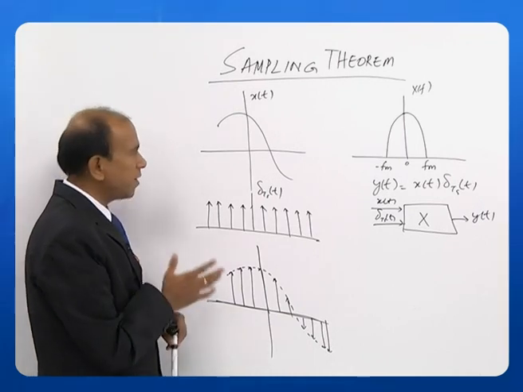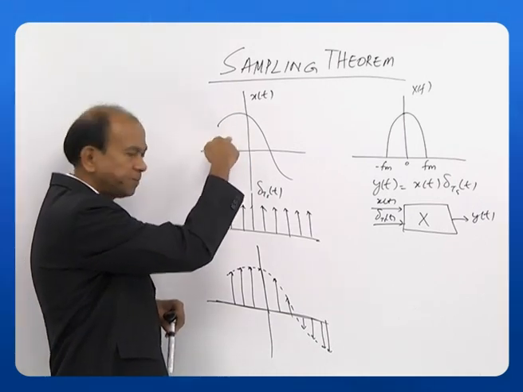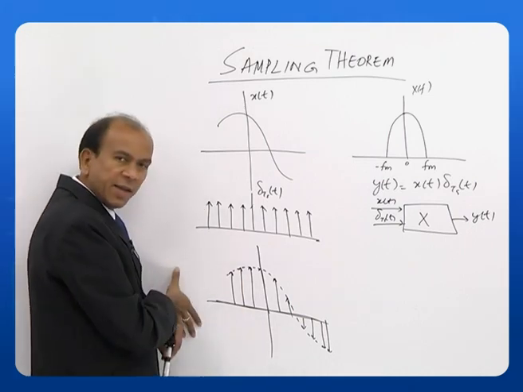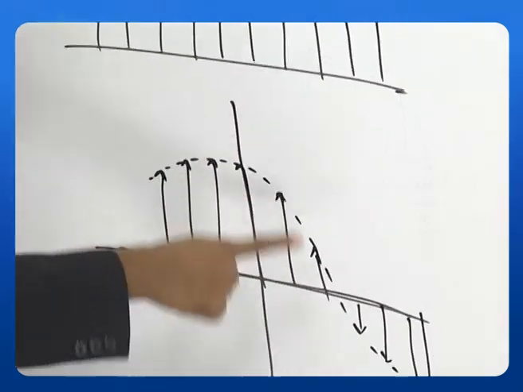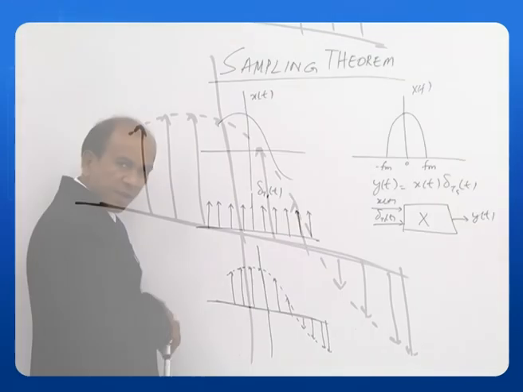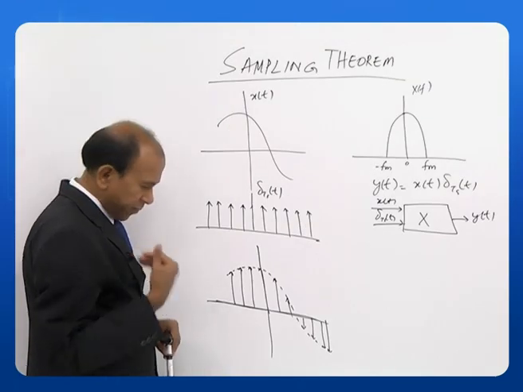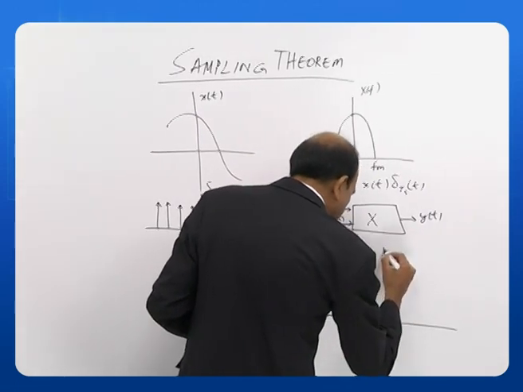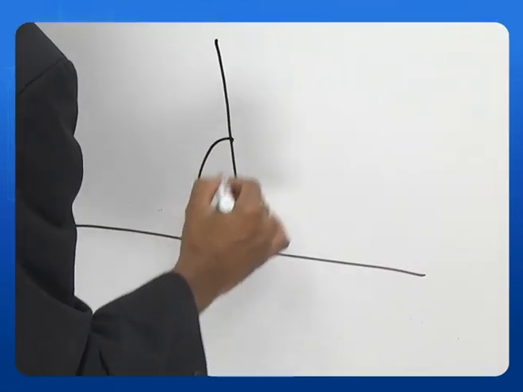Now, what do we have? We have a continuous time signal, and we are multiplying it with the impulse train. This is what I will get. This is my discrete time signal, this is my y of t which we got here. Now, what is Y of f? We will understand this a little later. Y of f will look like this.